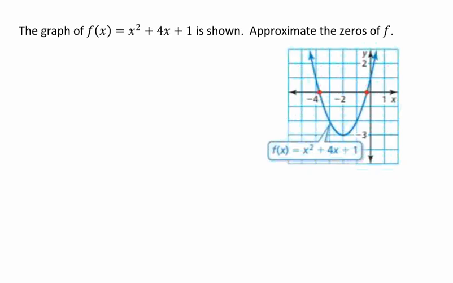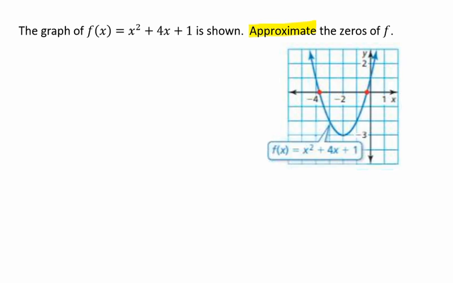So when we're graphing, using the graphing calculator, let's write down what our steps might be. So here it says the graph of f of x equals x squared plus 4x plus 1 is shown, and it says to approximate the zeros. Now notice that our intersection points aren't at whole numbers, and that's why it's asking us to approximate. So what are the steps that we would do?